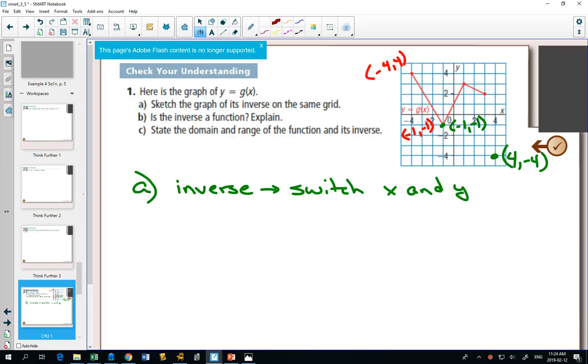And here on my original graph I have (1, 3). So on my inverse graph I will have (3, 1). And finally, on my red graph here, I've got the point (3, 2). So on my inverse graph, I will have (2, 3).